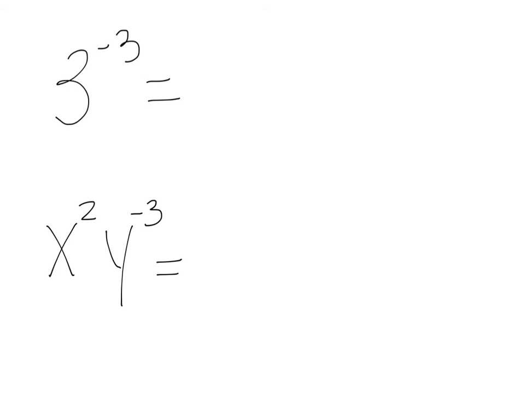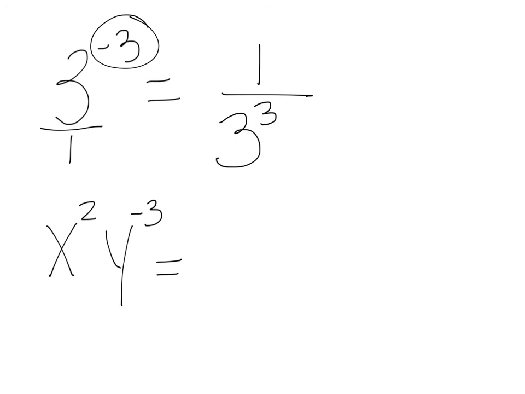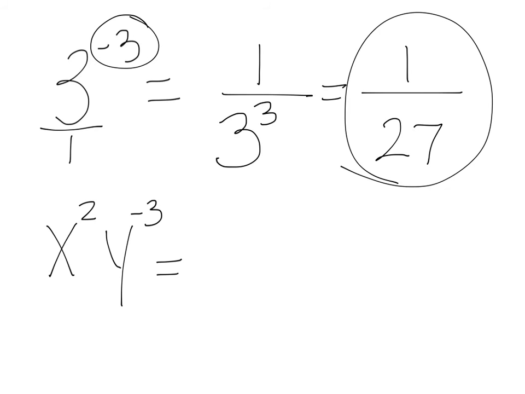So then, well, what do we do with 3 to the negative 3rd power? Well, it's in the top of the fraction, isn't it? If I put it over 1, I need that 3 to the negative 3rd to go down to the bottom, and then what happens to the negative 3? It becomes positive. And then I could actually do 3 to the 3rd power. That's 27. 3 times 3 times 3. And there's my answer, 1 over 27.